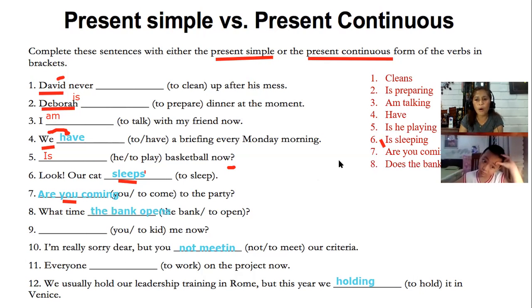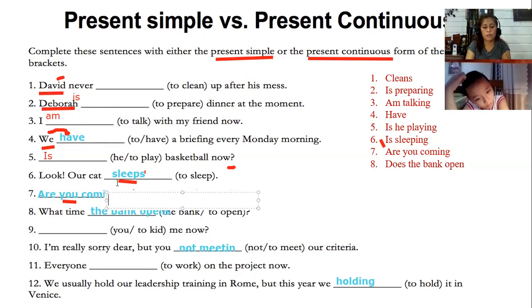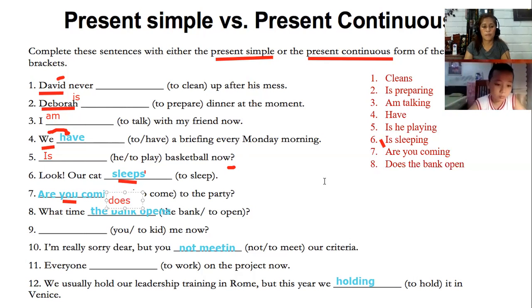Let us see number, oh, does the bank open? Okay, let us see here, wait for a while. Okay, what time does the bank open? You need to add does here. Okay, wait for a while. Okay, what time does the bank open? Okay, bank open. Okay, number 9.